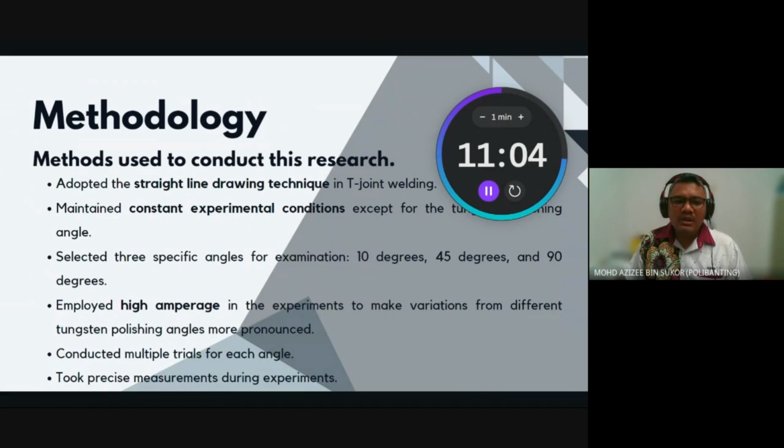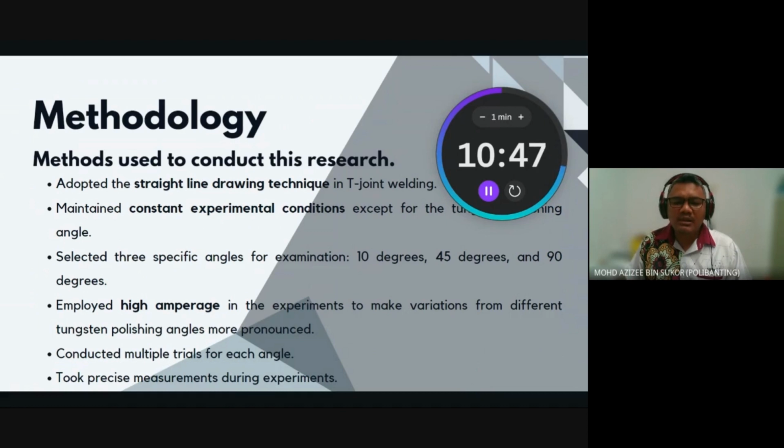For the methodology, I've adopted the straight line drawing technique for T-joint welding with a consistent torch movement, and kept all experimental conditions constant except for the tungsten angle for precise results.